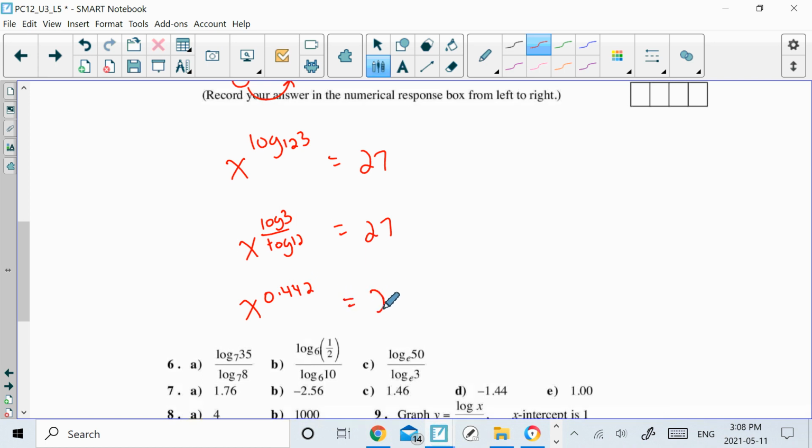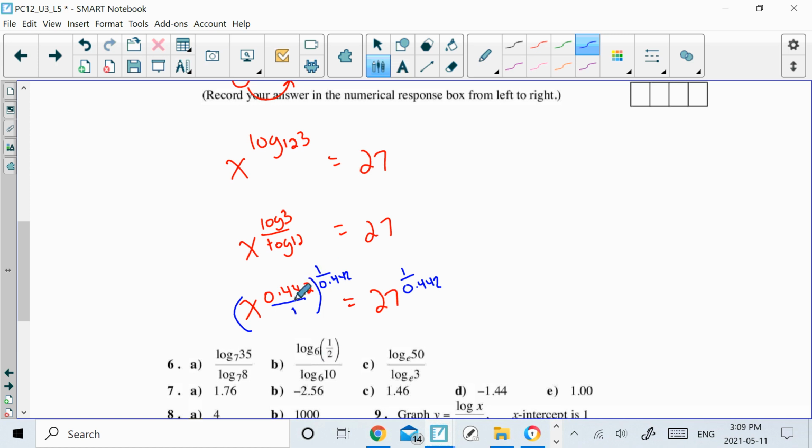is equal to 27. We need to get x by itself, right? We need to get x to the power of 1, and then we'll have what x is equal to. So what could you raise this to the power of that would cancel this? If I reciprocate this, so this is 0.442 over 1, and raise it to the power of 1 over 0.442, what I do to one side, I have to do the other side. So I raise 27 to the power of 1 over 0.442.